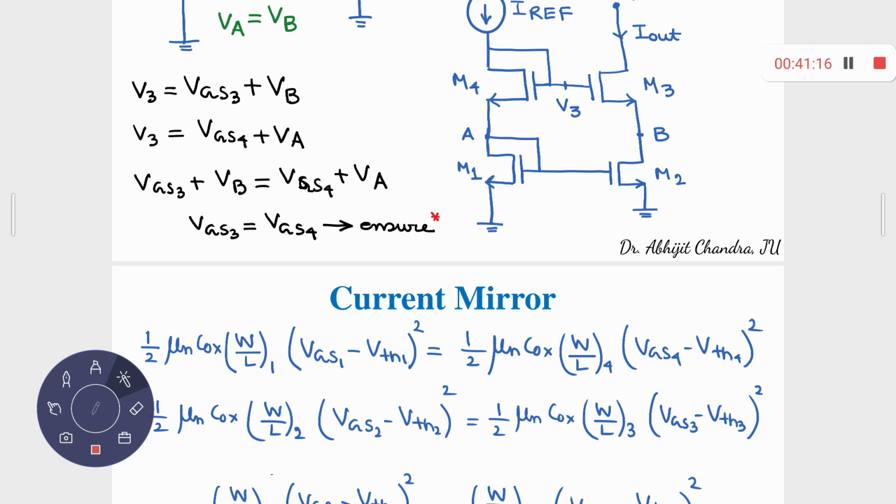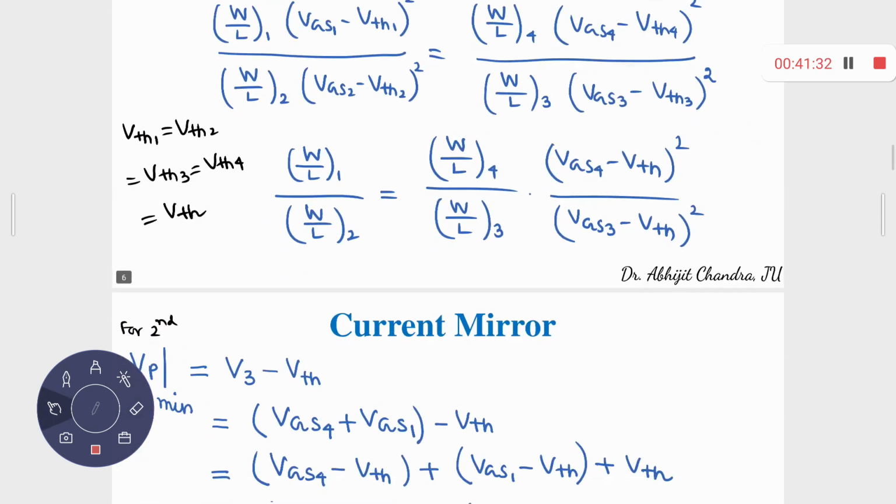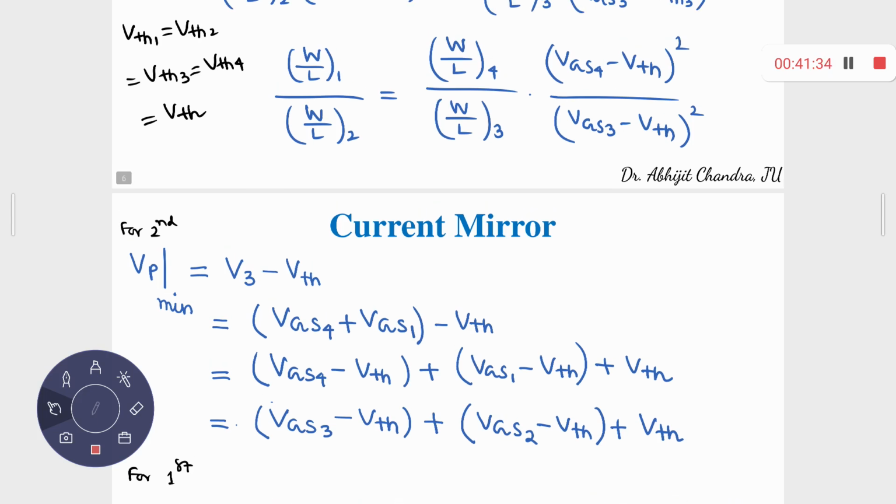And what was your VP minimum? This drain voltage minus this gate voltage minus the threshold voltage. That is the minimum drain voltage so that M3 remains in saturation. So V3 minus VTH, what is V3? VGS4 plus VGS1 minus VTH. Now you can represent this as VGS3 minus VTH plus VGS2 minus VTH plus VTH, or VGS4 minus VTH plus VGS1 minus VTH plus VTH. So it is the summation of two overdrive voltages plus another threshold voltage.